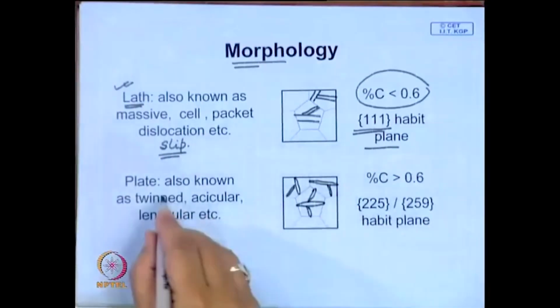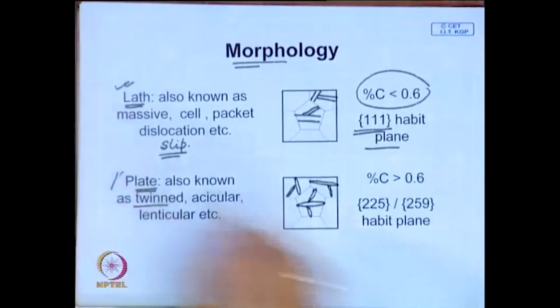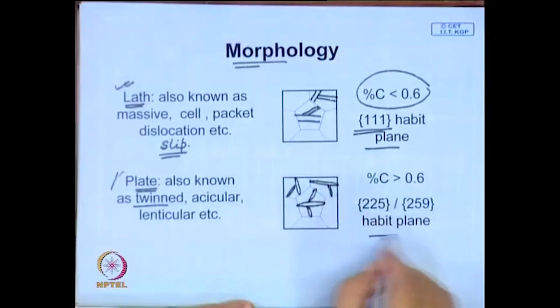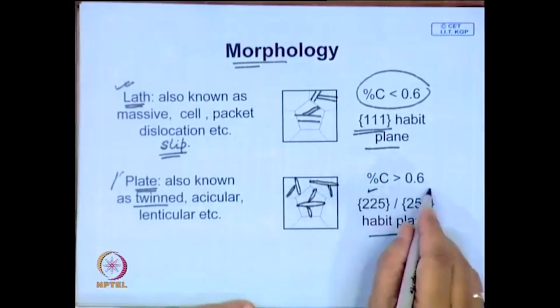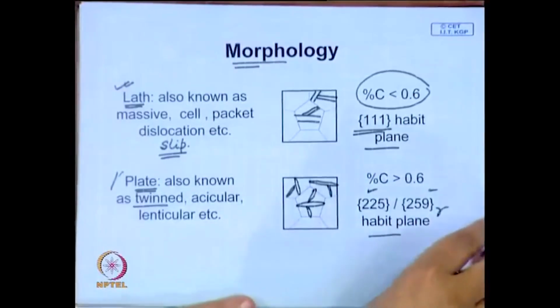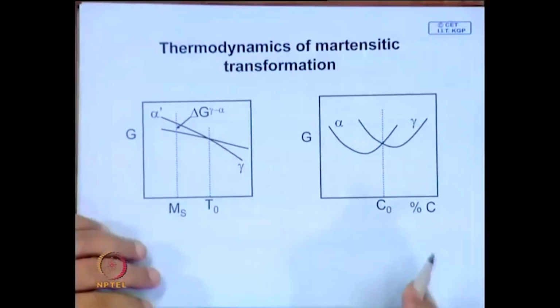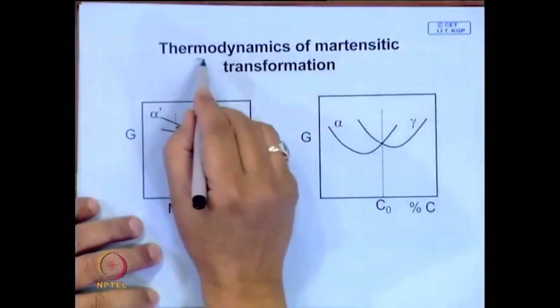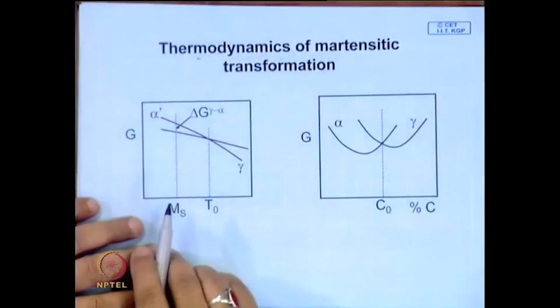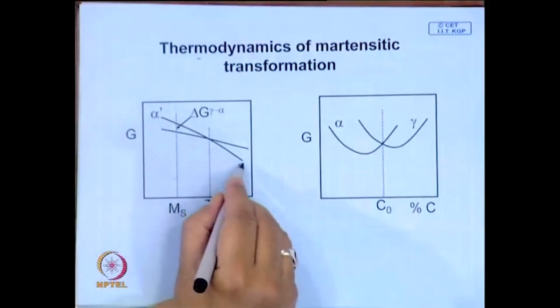In this particular case, if you have a twin martensite, which is commonly known as plate type, here the habit planes are irrational. It can be either this or this, and it forms on these planes of austenite. Now, when such a fine structure forms, we apply the principles of thermodynamics, and this has been applied to martensitic transformation as well.